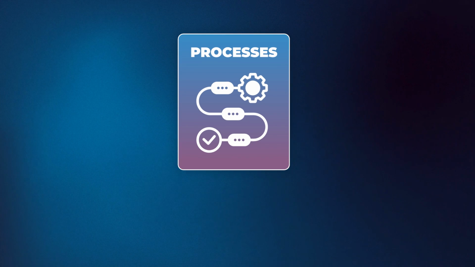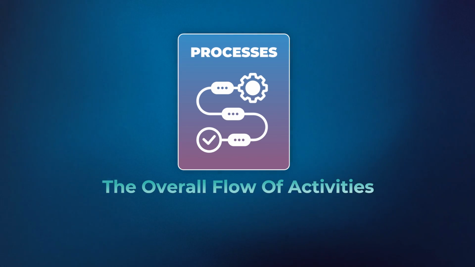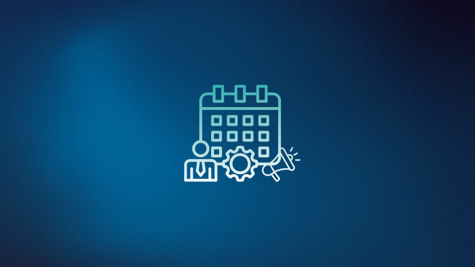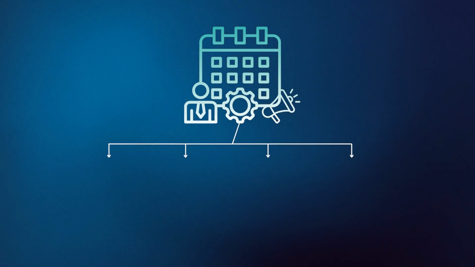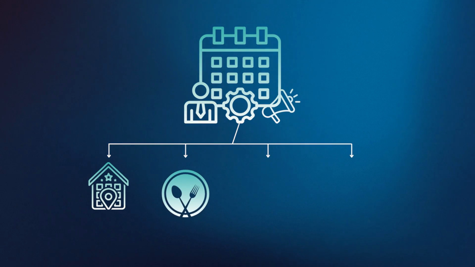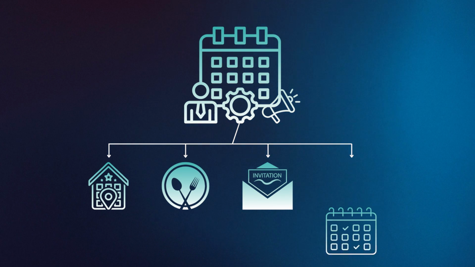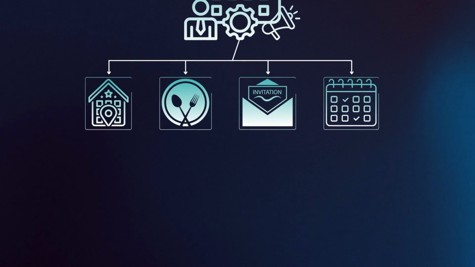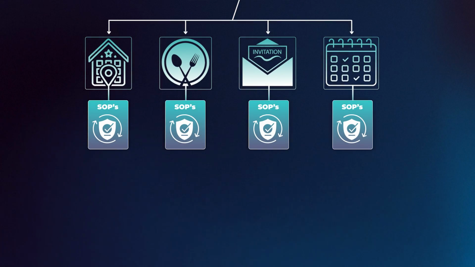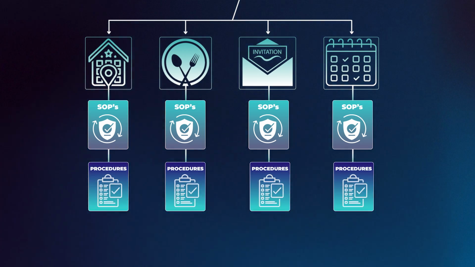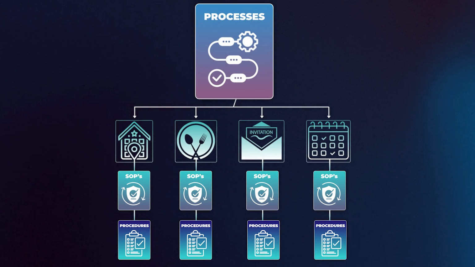So now let's take a step back and look at the process. A process is essentially the overall flow of activities that help you achieve a business goal. It's essentially the bigger picture from an operations standpoint. It's how different procedures and SOPs fit together. Take event planning. The process of organising an event includes booking a venue, arranging catering, sending invitations, and setting up the day itself. Each step of that process will have its own set of SOPs and likely procedures, but the process shows how they all fit in together.